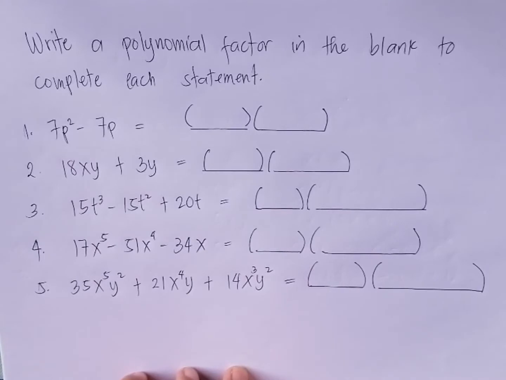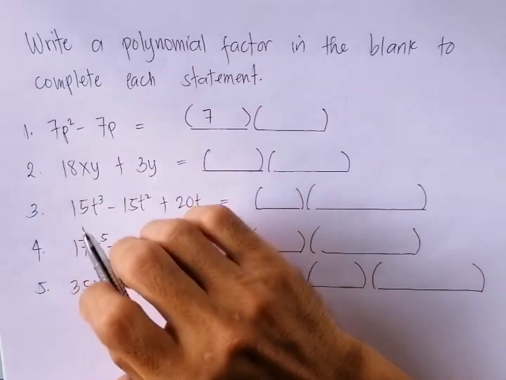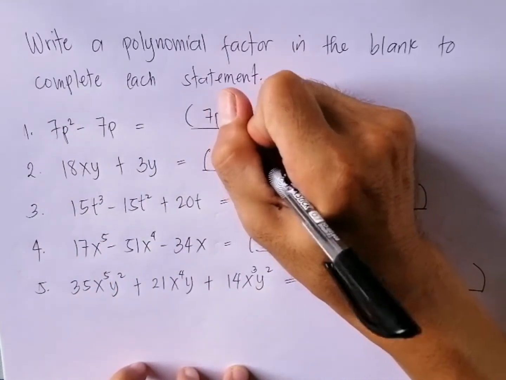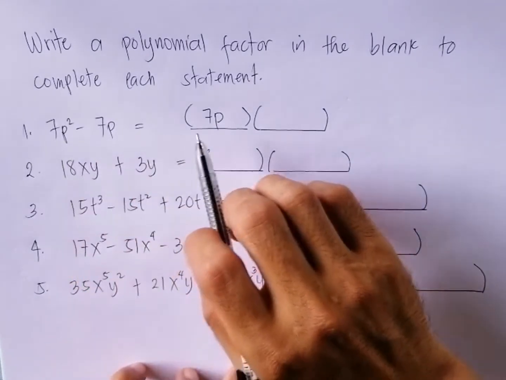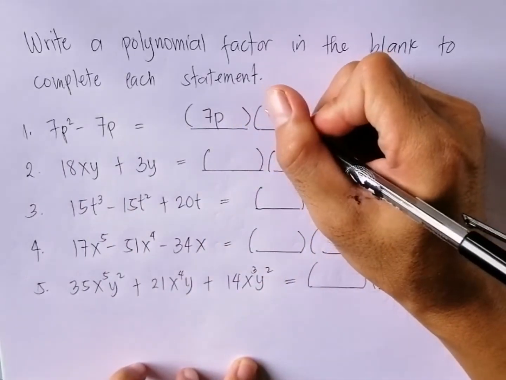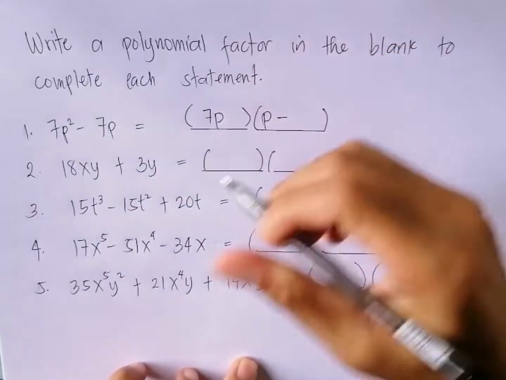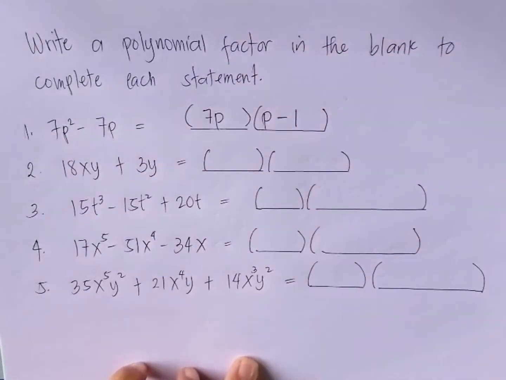Write a polynomial factor in the blank to complete each statement. Number 1. For 7p squared minus 7p, for 7, the greatest common factor is 7. Then for p squared and p, that is p. Then 7 divided by 7 is equal to 1. P squared divided by p is p, minus 7p divided by 7p is equal to 1.